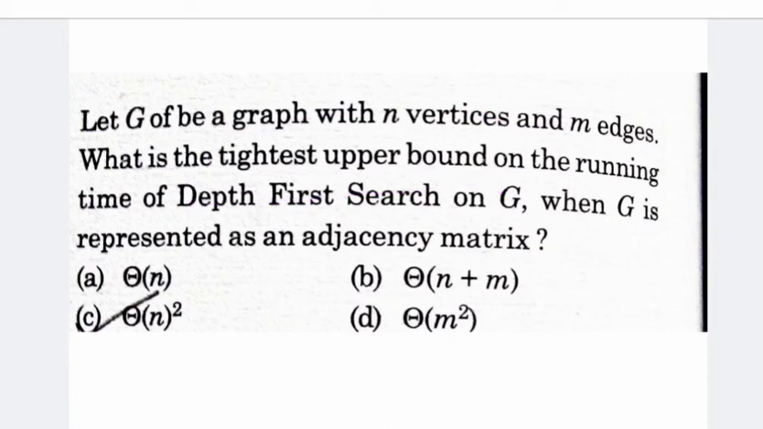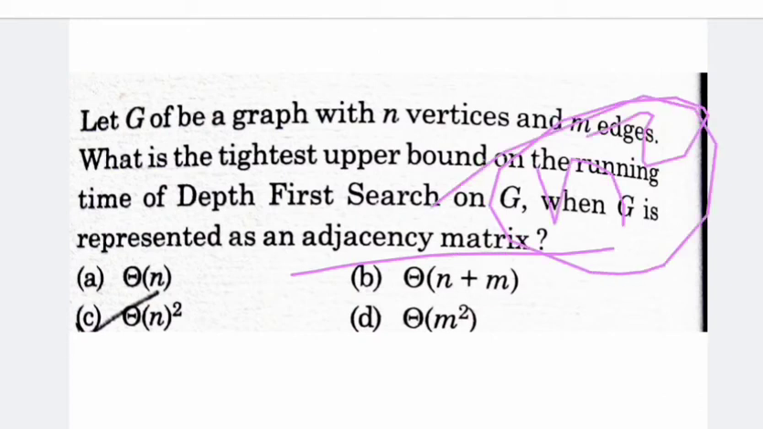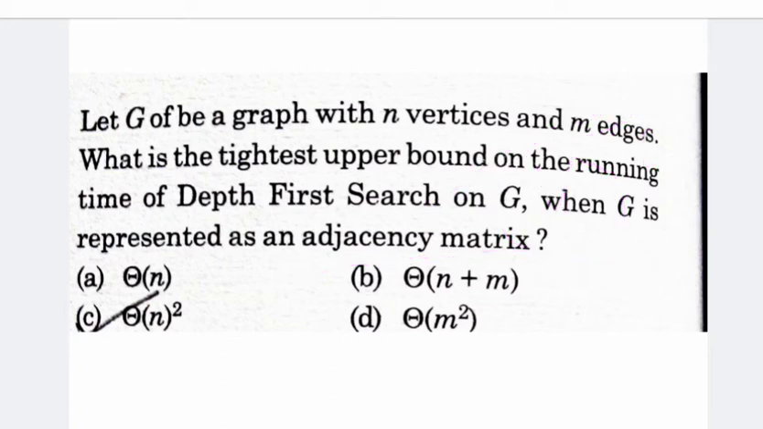Now we know very well about it. In the case of an adjacency matrix, it is always going to be n square time complexity for any algorithm. So option C is correct also.